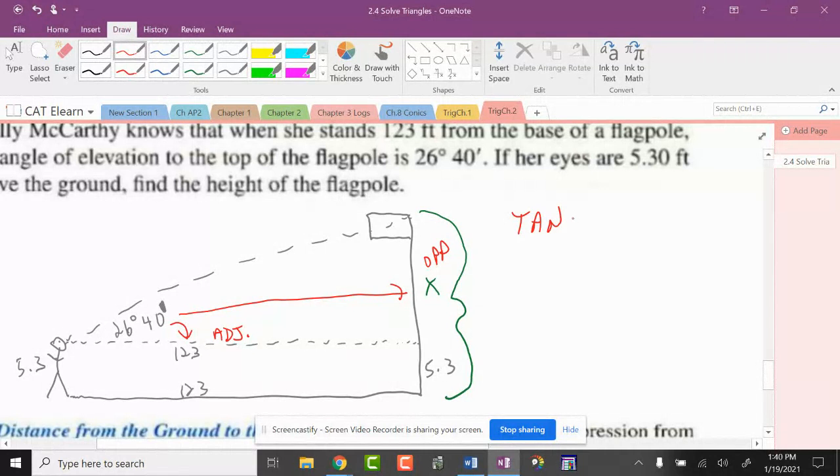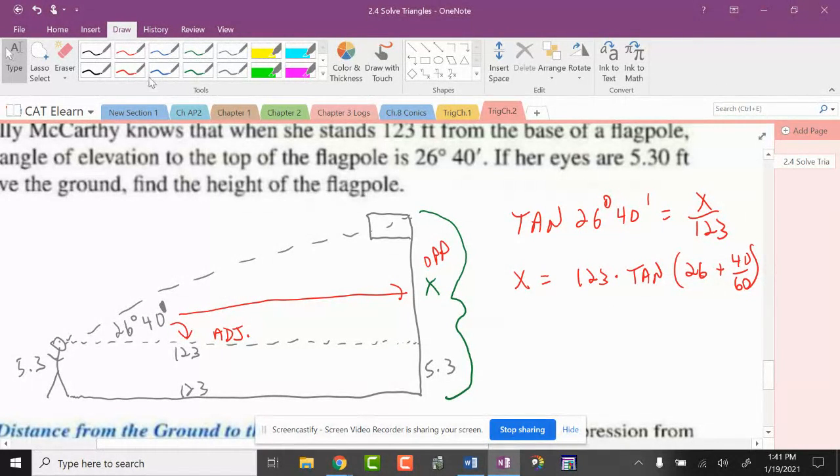Tangent would be the choice. And then 26 degrees, 40 minutes. And then we'll write what we'd have to write on our calculator. Luckily, x over 123. And then we just have to multiply both sides by 123. So what you type on your calculator is 123 times tan, and then parentheses 26 plus 40 over 60. Most direct and easy way to deal with degrees.